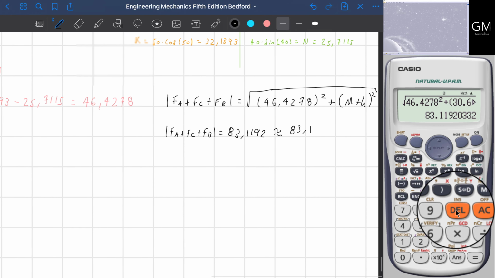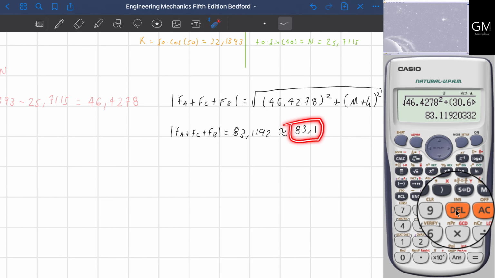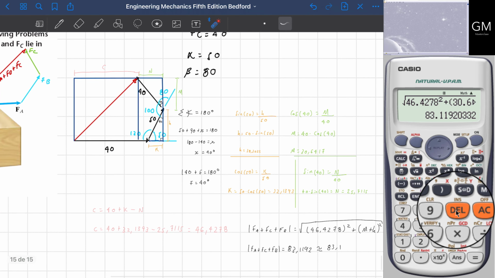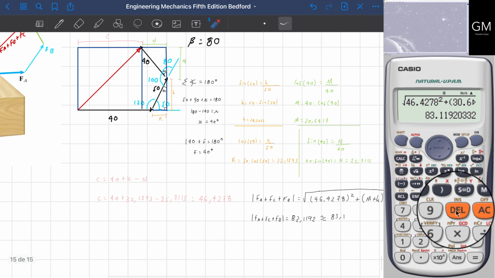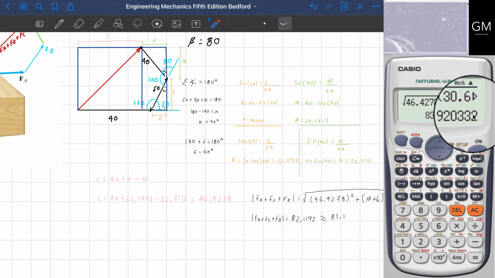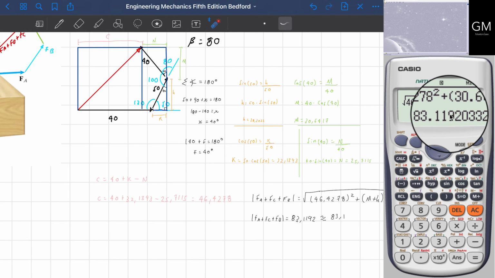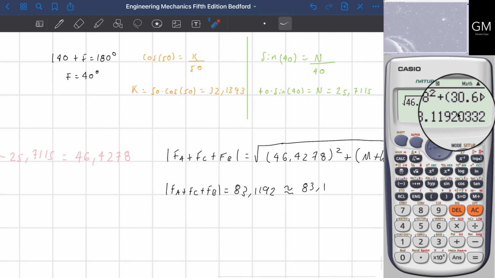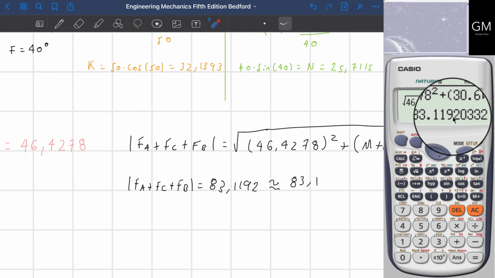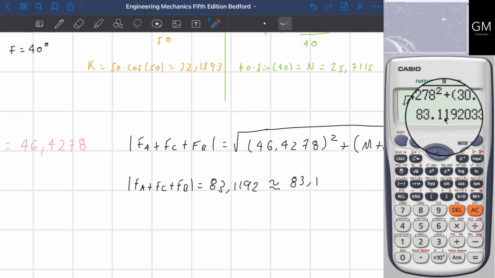Okay, this answer that we get right here will be maybe a little bit close to the real one, since I'm not using the whole decimals. Okay, there is going to be a mistake right there. So maybe the answer is close to 83.1, maybe it's 83 or 83.2, although this is a normal mistake because I'm not using the whole decimals after the point.